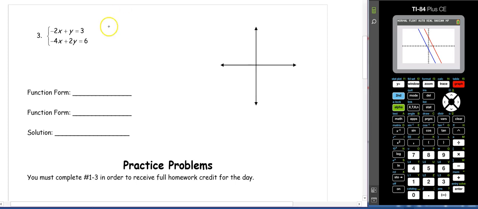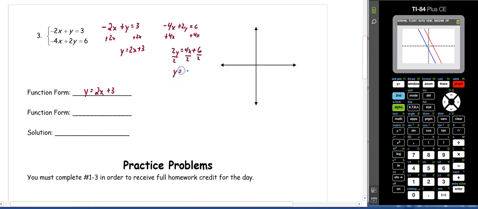Number 3, I have negative 2x plus y equals 3. To solve for y, I'm going to add 2x to both sides. Y equals 2x plus 3 is my first equation. Then my second equation, negative 4x plus 2y equals 6. In order to solve for y, I'm going to add 4x to both sides. So 2y equals 4x plus 6. I'm going to divide everything by 2. So y equals 2x plus 3. Notice that these are the same equation.